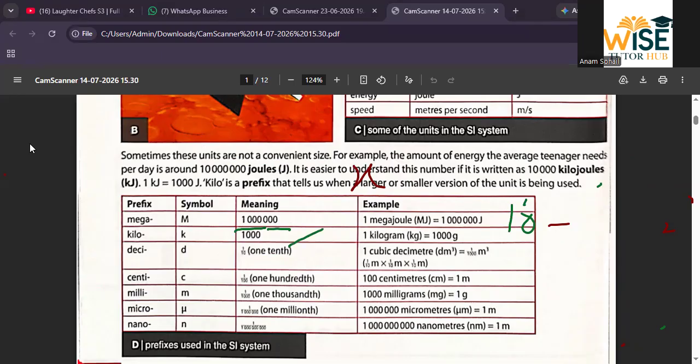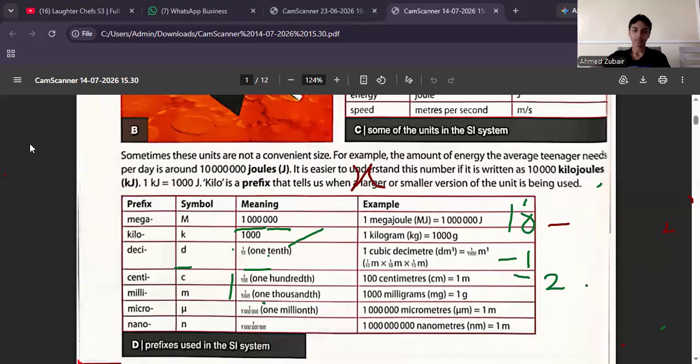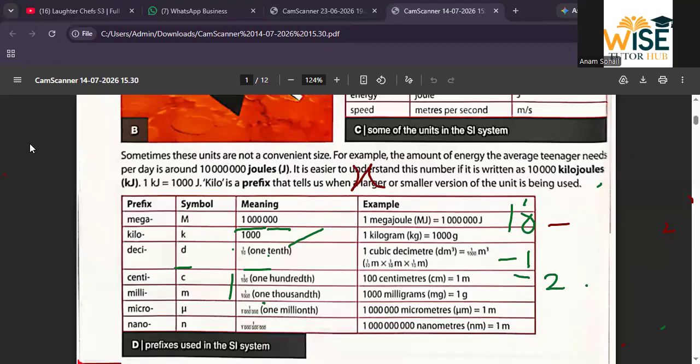Deci means 1/10, so these are negative powers. 1/10 means minus 1. Got it? Centi, 1/100, means minus 2. It is clear? Milli means minus 3 power. Whenever milli comes, you will put 10 raised to power minus 3 there, or 0.00 something, right? Micro means 10 raised to power minus 6. Nano means minus 9. So these are the basic prefixes that are mentioned, and you have to use them again and again, so you should remember them.